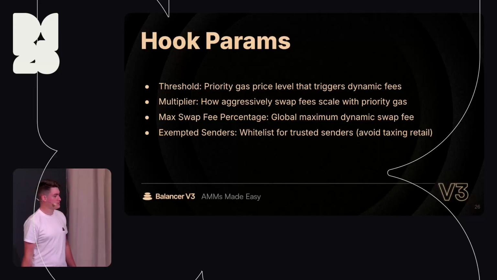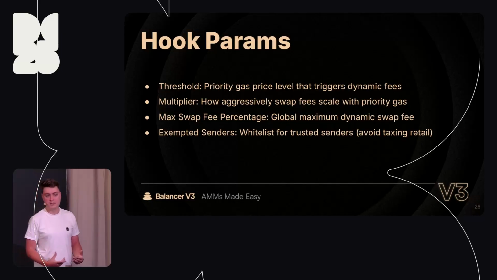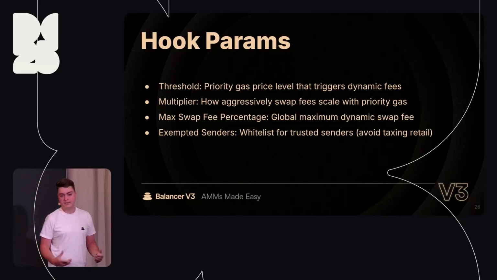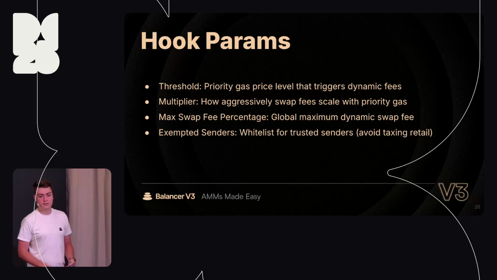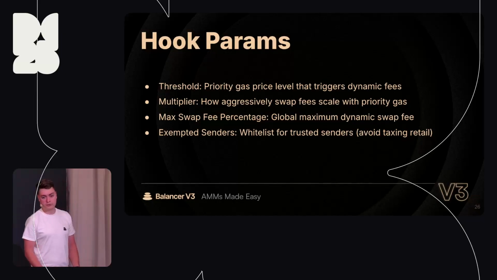And then you have the exempted senders. Speaking of the same idea as for the threshold, we have contracts that we trust, where the only flow coming from there is retail flow. So we could, for instance, trust the CoW Swap settlement contract and just apply the static fee for them, because we acknowledge that the order flow coming from their contracts is just retail flow. It's good flow for the pool, actually, and it's what makes the LP providers make money.